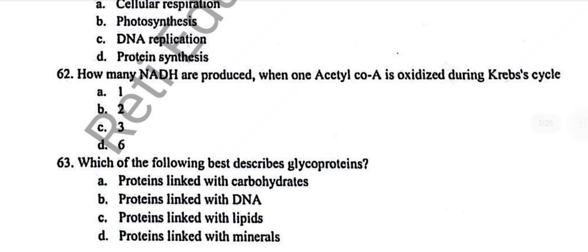Question number 62. How many NADH are produced when an acetyl CoA is oxidized during the Krebs cycle? A. 1, B. 2, C. 3, D. 6. The correct option is C, 3. One turn of the Krebs cycle yields 3 NADH, 1 FADH2, and 1 GTP or ATP.